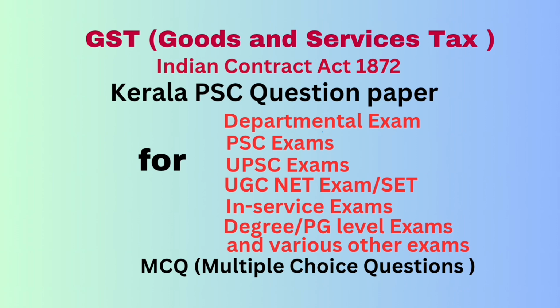Question number 16. GST registration is not compulsory for. Option A, persons making any interstate taxable supply. Option B, persons who are to pay tax under reverse charge. Option C, casual taxable person making taxable supply. Option D, casual non-taxable persons making non-taxable supply. Correct answer, option D. Question number 17. GST registration can be cancelled if return has not been furnished for a continuous period of dash. Answer, 6 months.